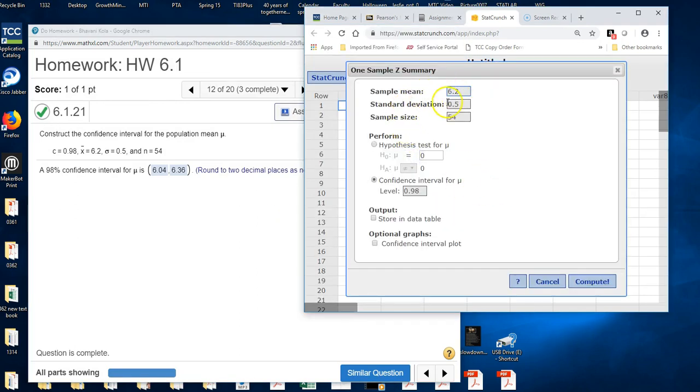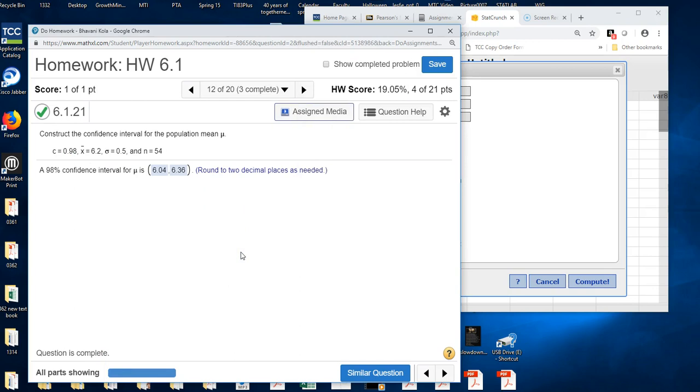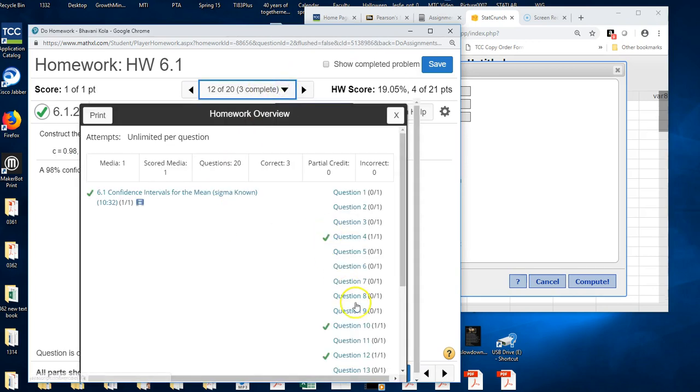Okay, quickly refreshing. You'll put your sample mean, your standard deviation, sample size, and then you will make sure you have the same confidence interval. And you have to check this button. Okay? Okie dokie. Now moving on to the next problem. Problem number 14.